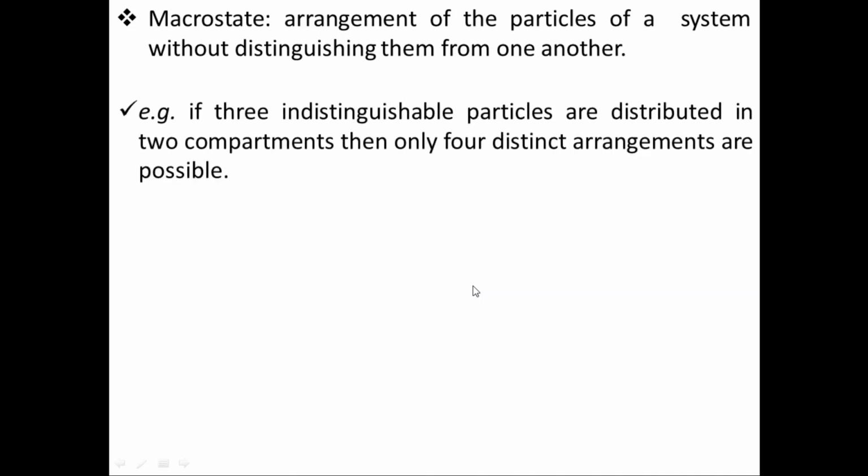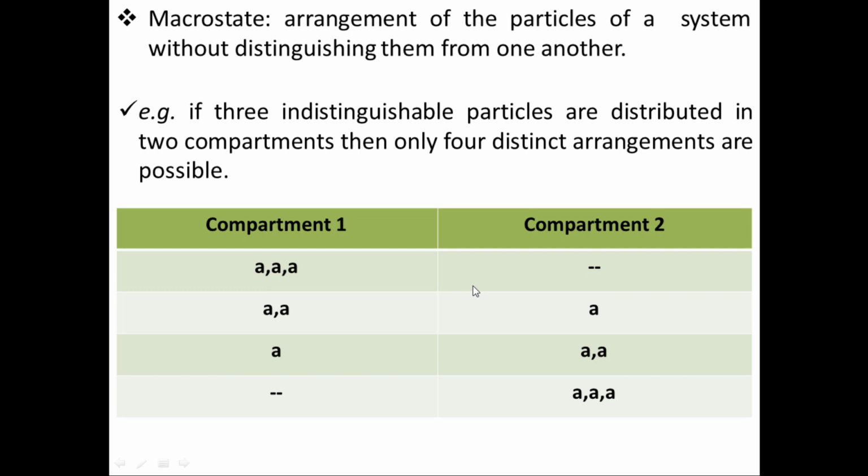Next, macrostate. The arrangement of the particles of a system without distinguishing them from one another is called the macrostate. For example, if 3 indistinguishable particles are distributed in 2 compartments, then only 4 distinct arrangements are possible. We can see the table. Here these 3 are indistinguishable particles, that is, the first particle is A, the second is A, and the third is also A. Then how can we arrange them?